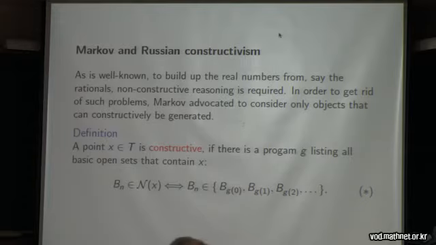And I decided to use the word constructive here, because otherwise we have to always say computed, computed, computed. And so we say a point is constructive if there is a program listing all basic open sets that contain this point. So you see, Bn is in the neighborhood filter of X, or Bn contains X, exactly if n is in this list. And we have seen, because we have a T0 space, to get hold of a point, it's sufficient and necessary to know all the basic open sets that contain it.